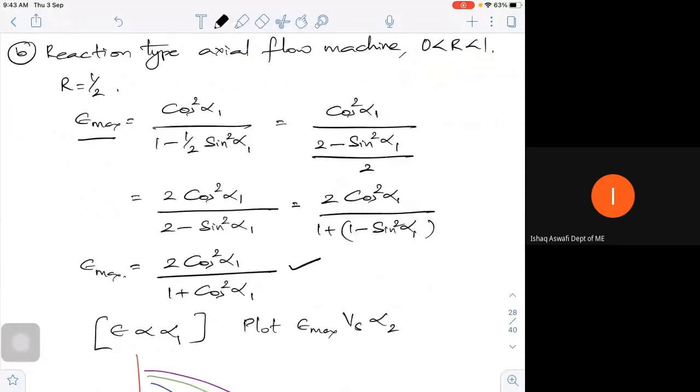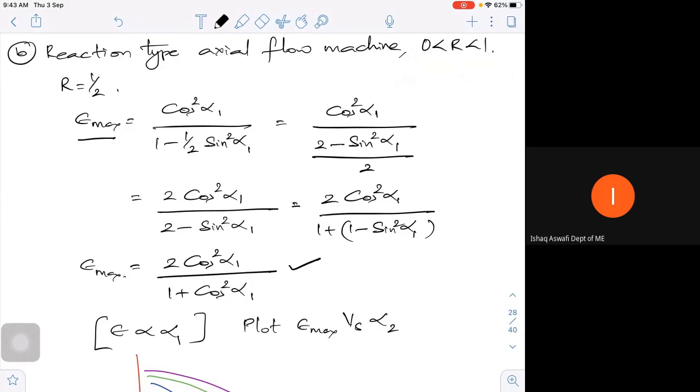How is it actually? You have 2 cos square alpha 1 divided by 2 minus sin square alpha 1. So you know that sin square alpha 1 plus cos square alpha 1 is equal to 1. So what I have done is this 2, I made it 1 plus 1. Then 1 minus sin square alpha I am writing in terms of cosine. I want to get everything in terms of cosine. So epsilon max is equal to 2 cos square alpha 1 divided by 1 plus cos square alpha 1.